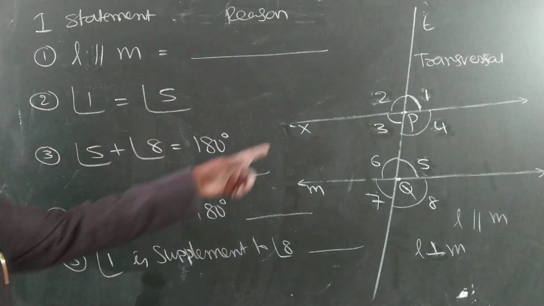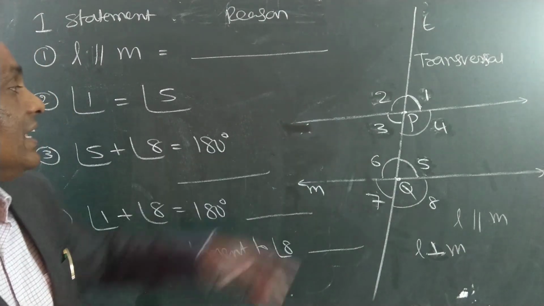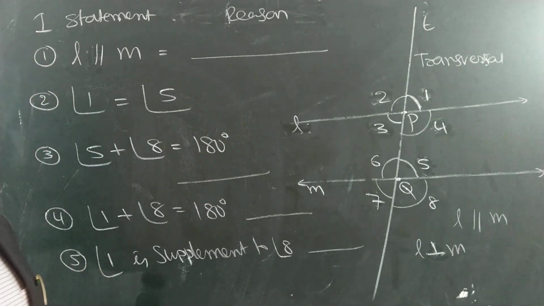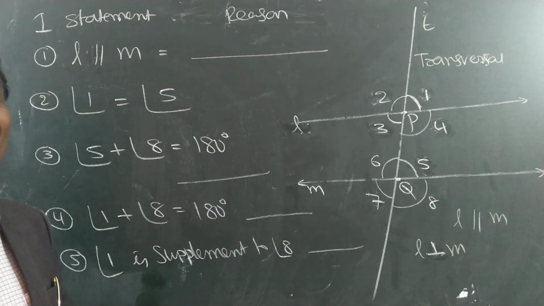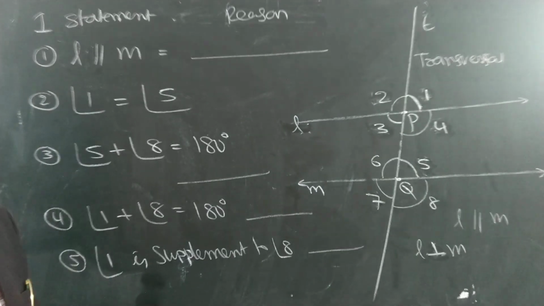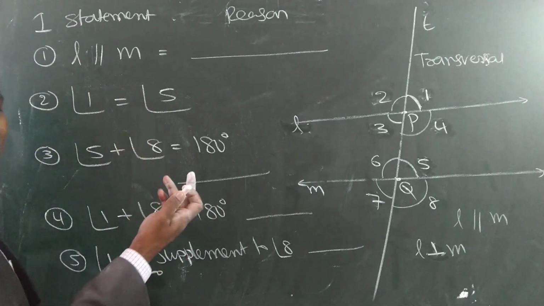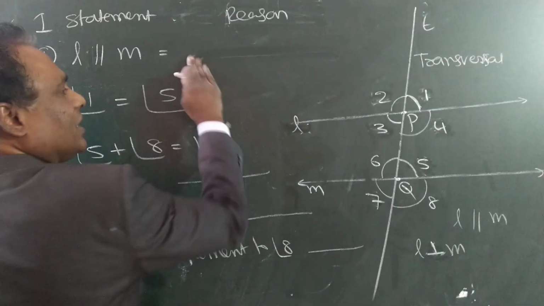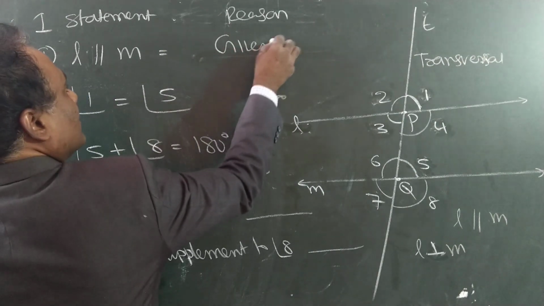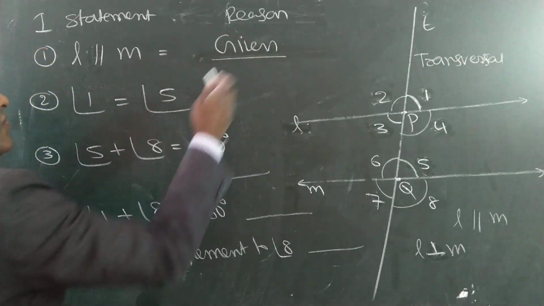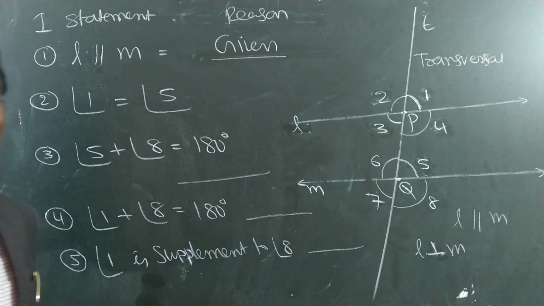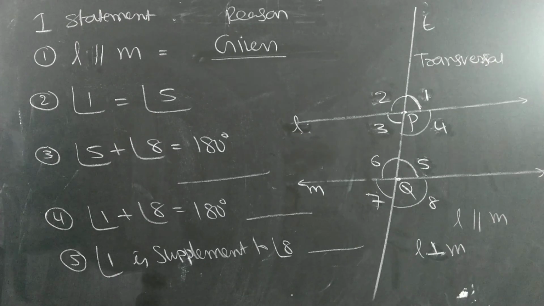Why is L parallel to M? What is the reason? See the question. It is given that L is parallel to M. We don't know whether they are parallel or not, but it is given in the problem. So the reason is: given. Given in the problem. You read the question.